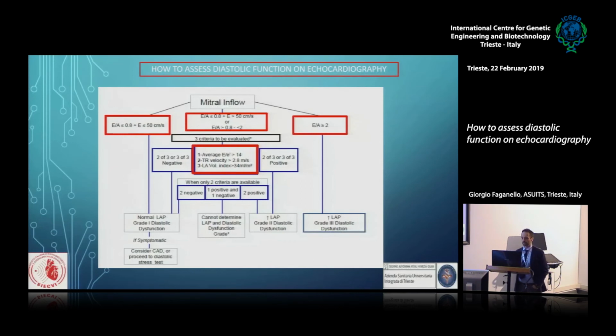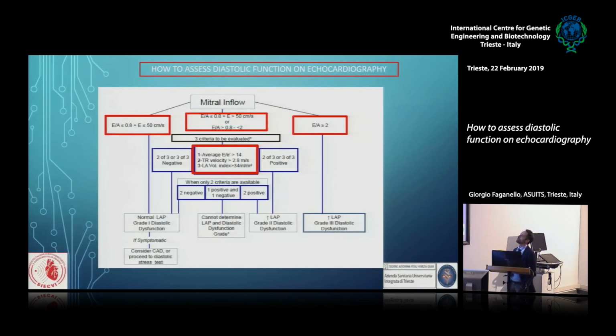This is my last slide. This is how we use all this data to assess diastolic function in our patients. If the ratio E over A is more than 2, we are sure that there is a significant diastolic dysfunction, and if the ratio of E and A is less than 0.8, we are sure that there won't be any diastolic dysfunction. The problem will be in the middle, in the gray area.